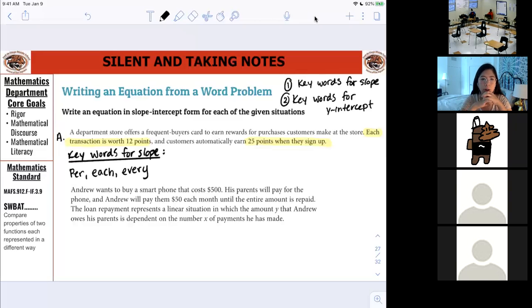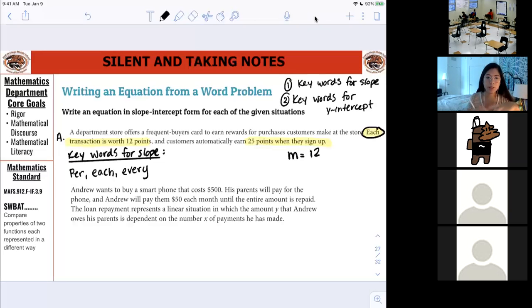So in this word problem, what do I have? What's my keyword? Which one do you see? Each. So bingo, right there, I see my each. So I know that my slope, I look for the number that's connected to that each, to that keyword. I know that my slope is exactly 12.